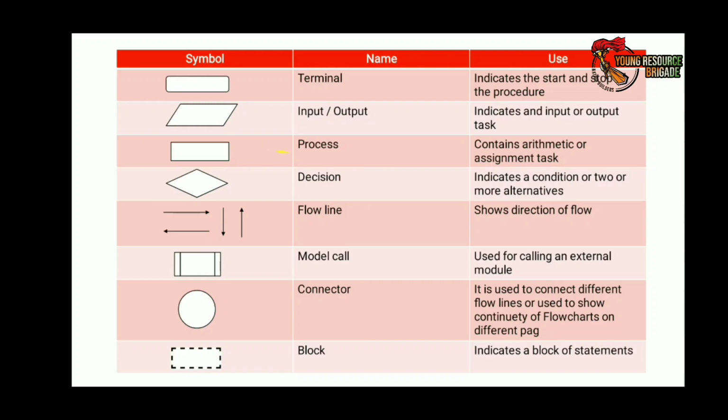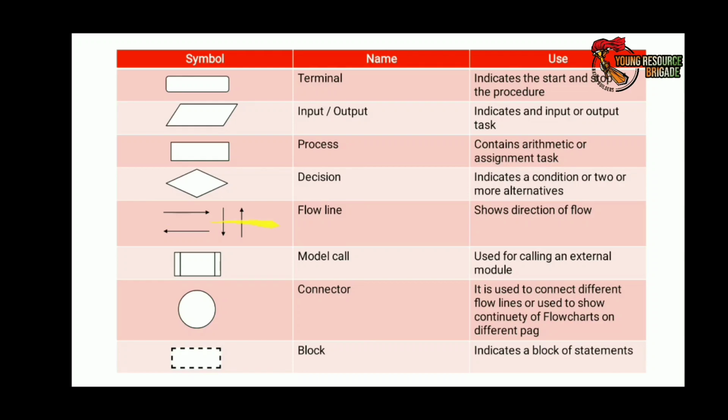Then third is process. Here we can see the process. The use of process is it contains arithmetic or assignment tasks. It means any formula we need to use, we enter in the process symbol. Then fourth, decision. It indicates two or more alternatives when we are going to check whether any condition is true or false. Then we use the decision symbol.